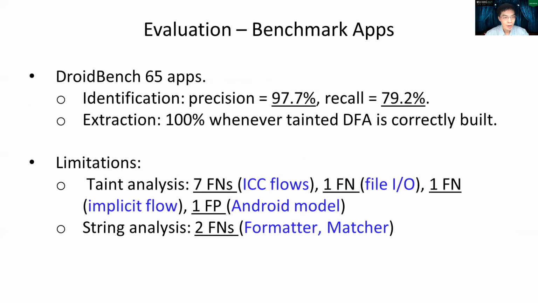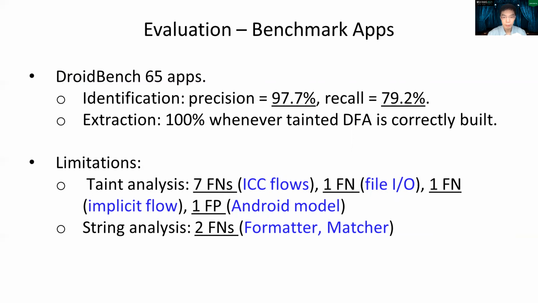So we evaluate LogExtractor on both benchmark apps and real-world apps. For benchmark apps, we use TroyBench, and we count only the apps that are writing logging messages only. At the end, we found there are 65 apps. As you can see, the identification and extraction performance are quite good. There are some technical limitations that deteriorate the performance, like ICC flow.